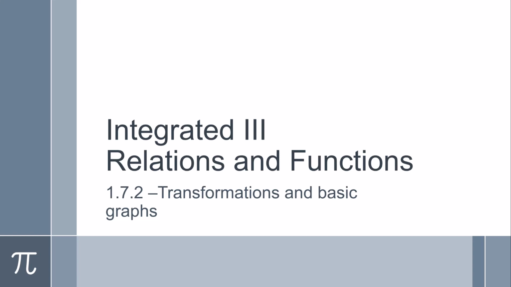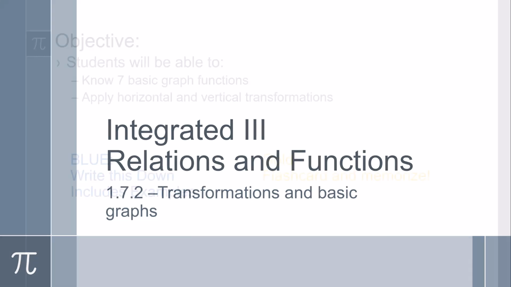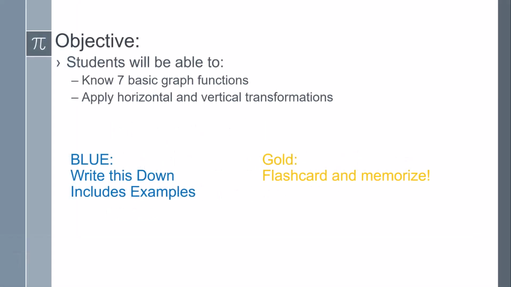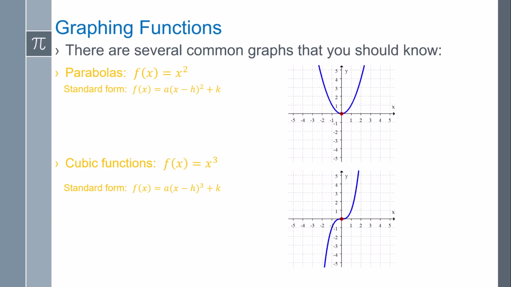This is section 172. We're going to continue looking at transformations in basic graphs. So we're going to know the 7 basic graphs, and we're going to apply horizontal and vertical transformations to those graphs. In the last lesson, we talked about the parabola, the first parent graph that we introduced. And we said it had a standard form, and it had a starting position, right? And from that starting position, it was able to move horizontally or vertically.